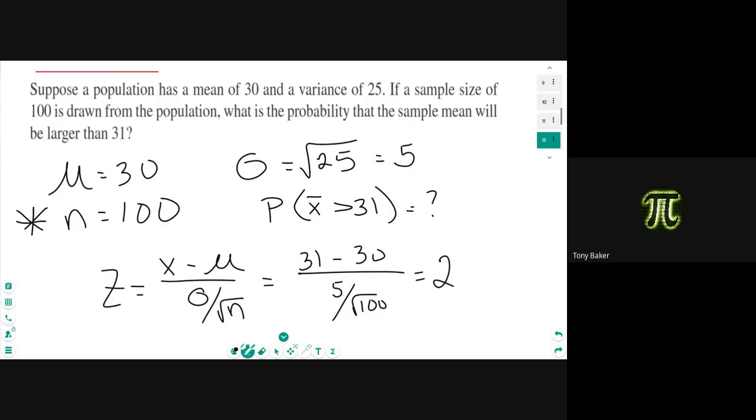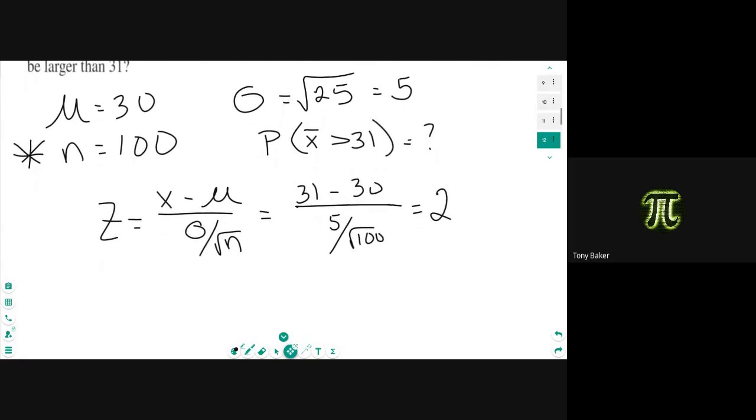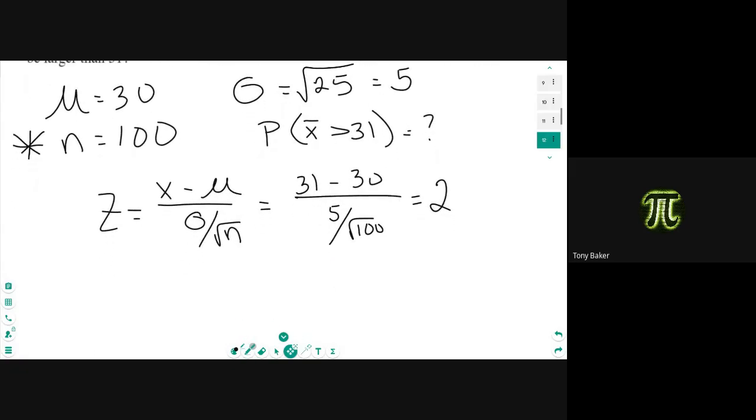So we're looking at 2.00. So what is my number on the z table? What do I get? Yep. 0.9772.